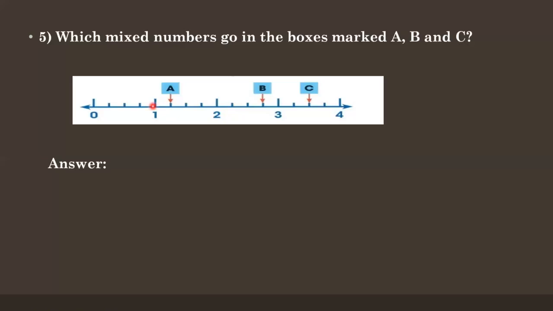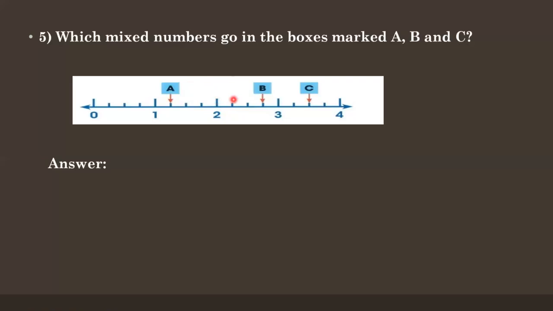So here it becomes 1 and 1 by 4, and you have to read it out as 1 and 1 by 4. When it is here, it is 1 and 1 by 2. When it is here, 1 and 3 by 4. Then here it becomes 2. After that, the same process. Here you reach 2.